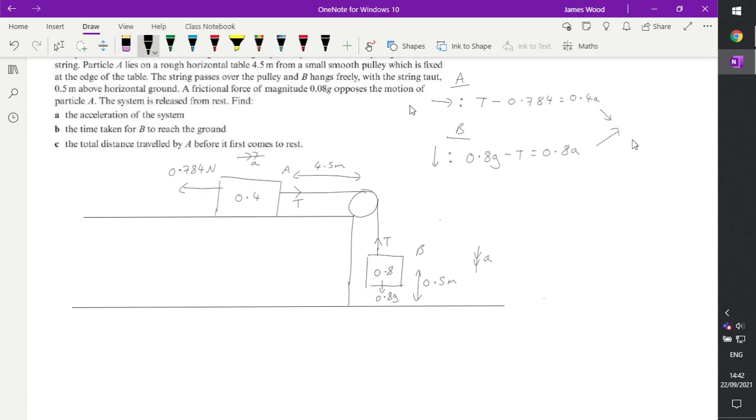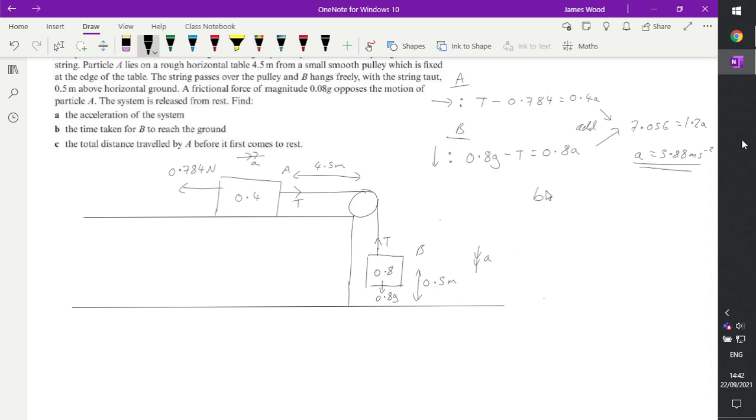So I will get 0.8g, which is 7.84, minus 0.784. So that'd be 7.056 equals 0.8 plus 0.4, so that's 1.2a. That's what I get when I add these two equations together. And I can solve that to find a. So I get 5.88 meters per second squared.